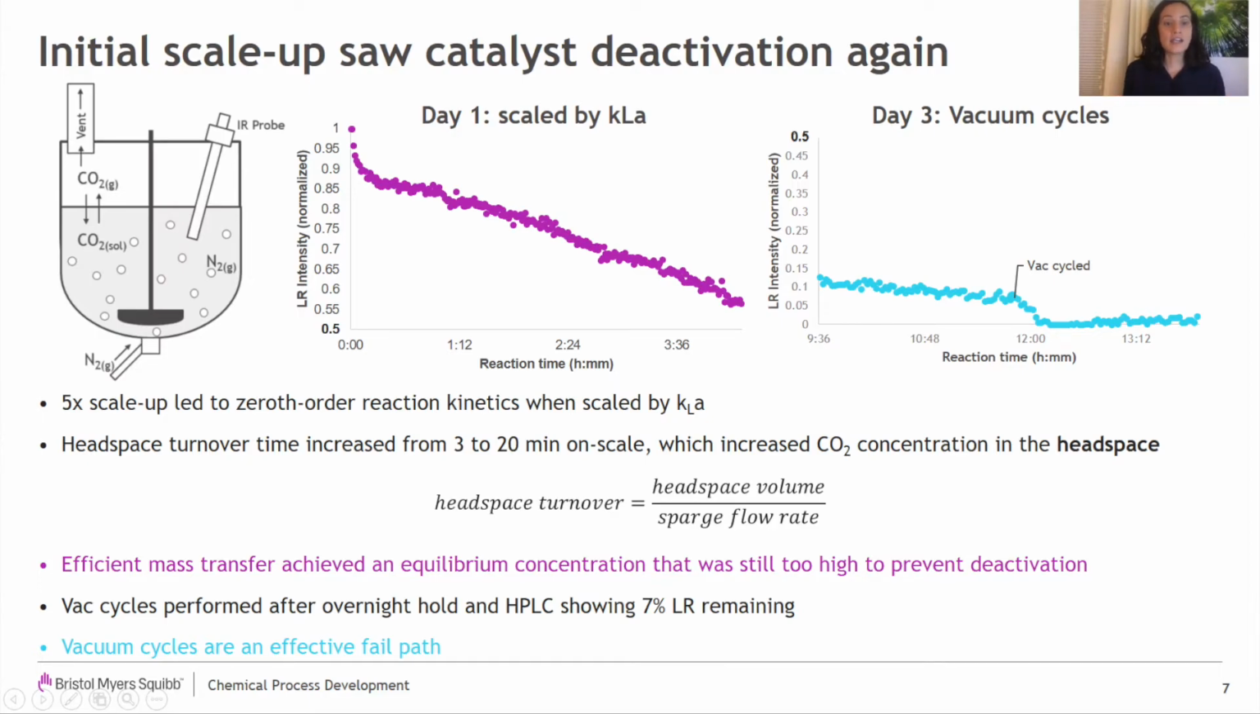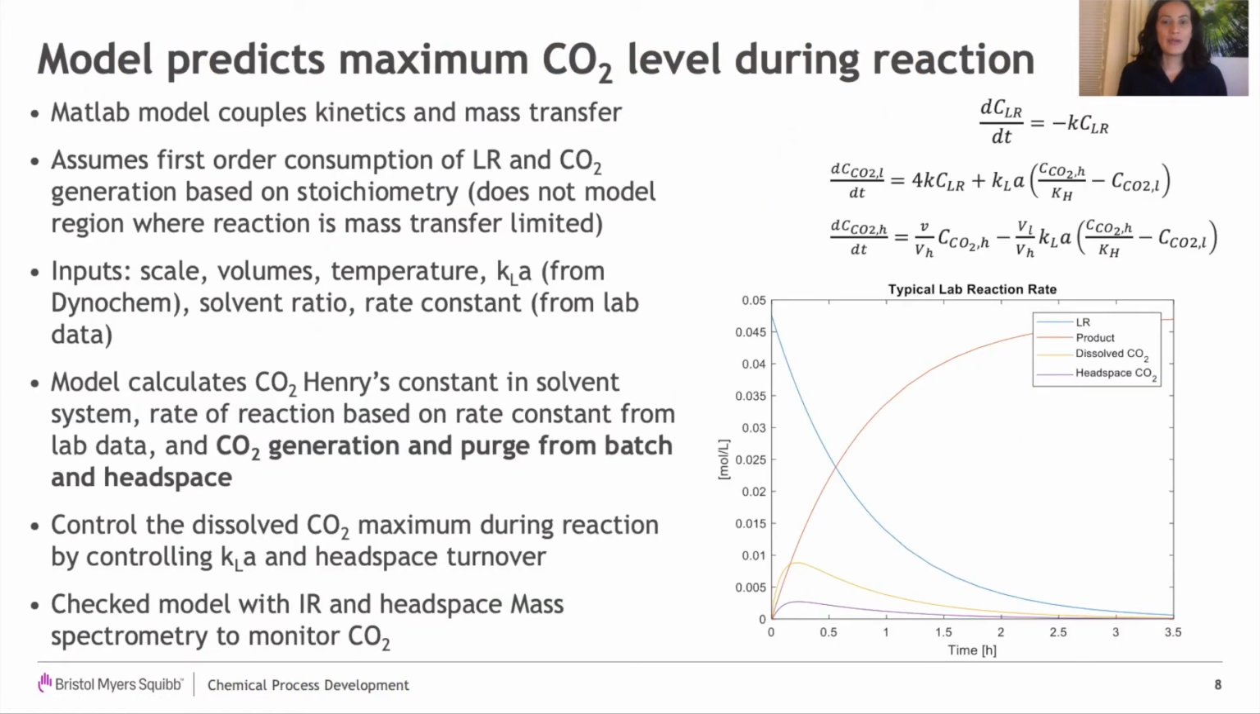So we saw that vacuum cycles are an effective fail path, which further proves that carbon dioxide in the headspace is our problem when we try to scale up. So if you remove carbon dioxide rapidly with vacuum cycles and then reestablish the equilibrium by resuming the sparge, you can get full conversion. But in order to not rely on that fail path, we built out a model in MATLAB. So the MATLAB model couples kinetics and mass transfer.